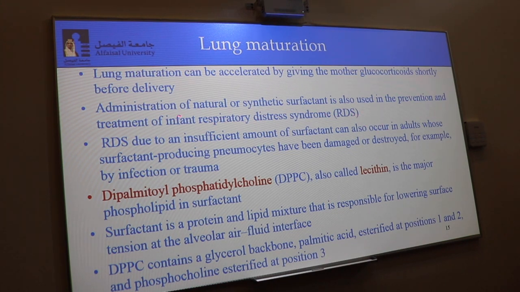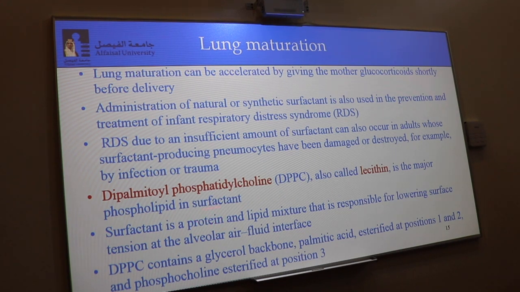This disease is not only in the newborn, it may also occur in adults, and this can be due to damage in the pneumocytes, caused by a destruction such as an infection or trauma. So it may occur in adults, not only in infants, due to a problem in the lung. Lecithin is also the major component, as we mentioned at the beginning of the lecture, of lung surfactant.